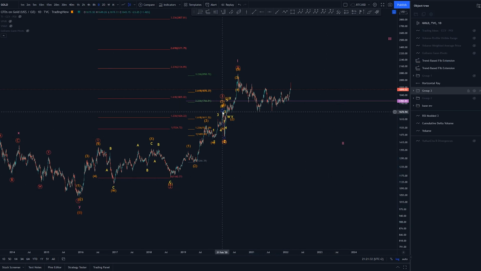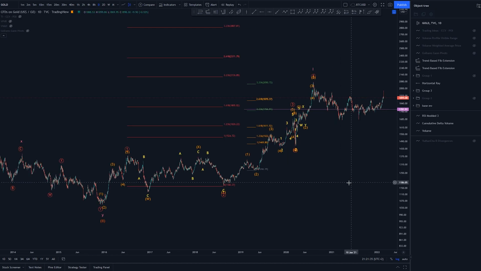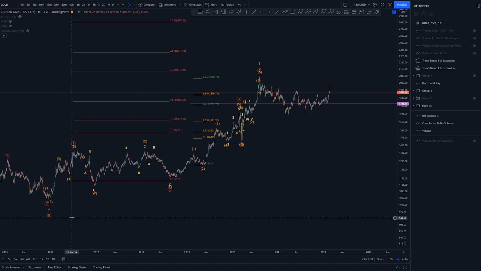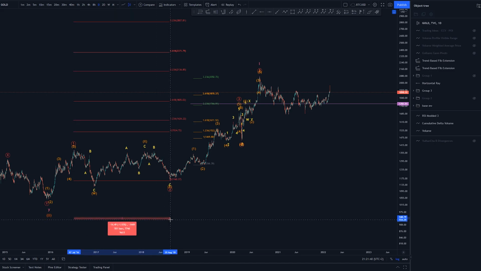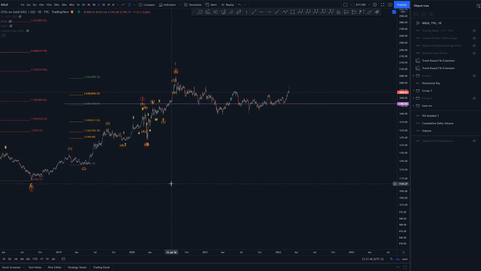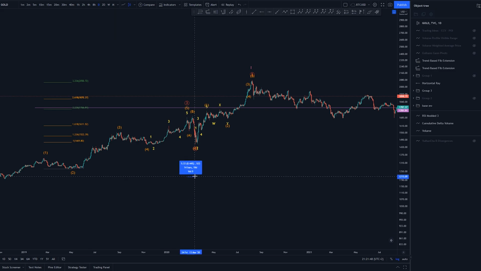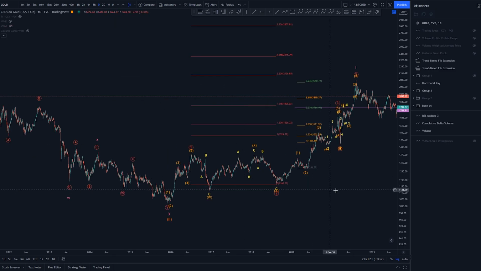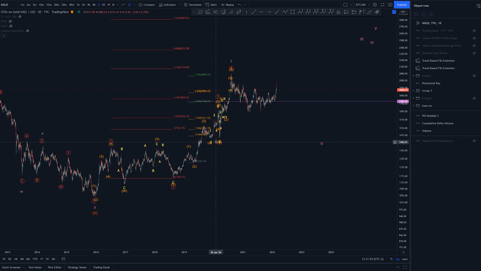Now, it doesn't provide us any symmetry with the time element. This wave 2 took more than 2 years, and this wave 4 took 21 days. There's a huge issue with that on my mind on this count, so that is why I'm not keeping this relative count, and I would almost like to disregard this completely. But I just wanted to show you what is possible.